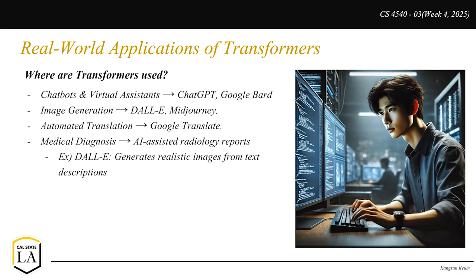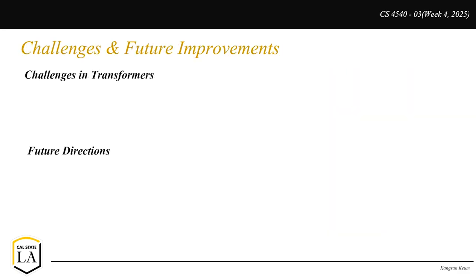For example, this is DALL-E, and DALL-E can generate realistic images from text descriptions. This picture was made by a prompt where I ordered it to draw a 20-year-old Korean boy working on a computer really hard. Alright, let's go into the final part, challenges and future improvements.